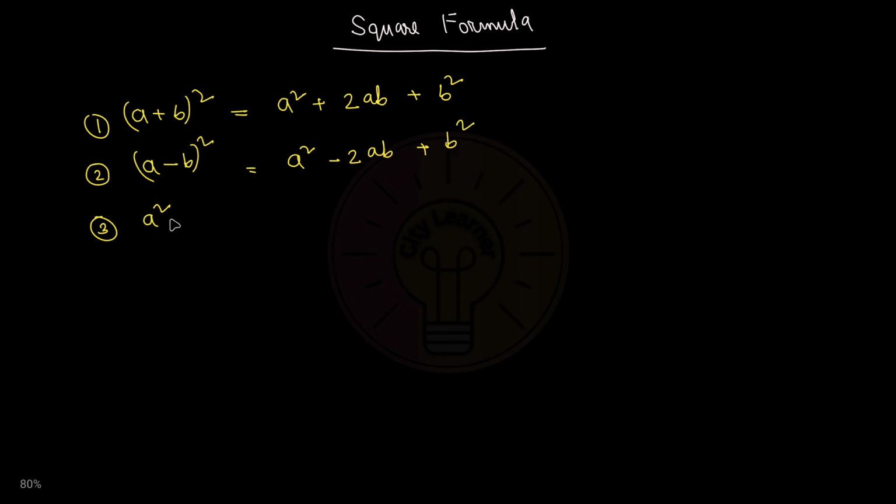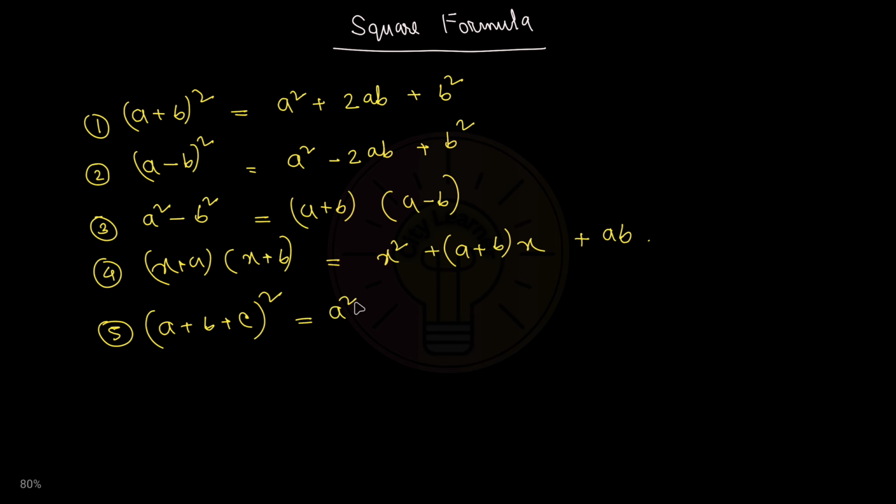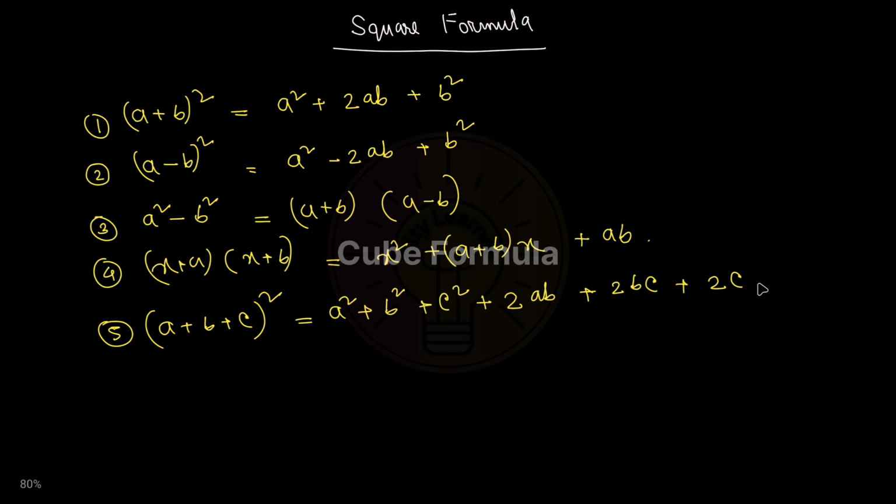Next one is a² − b² = (a + b)(a − b). Next one is (x + a)(x + b) = x² + (a + b)x + ab. Next one is (a + b + c)² = a² + b² + c² + 2ab + 2bc + 2ca.